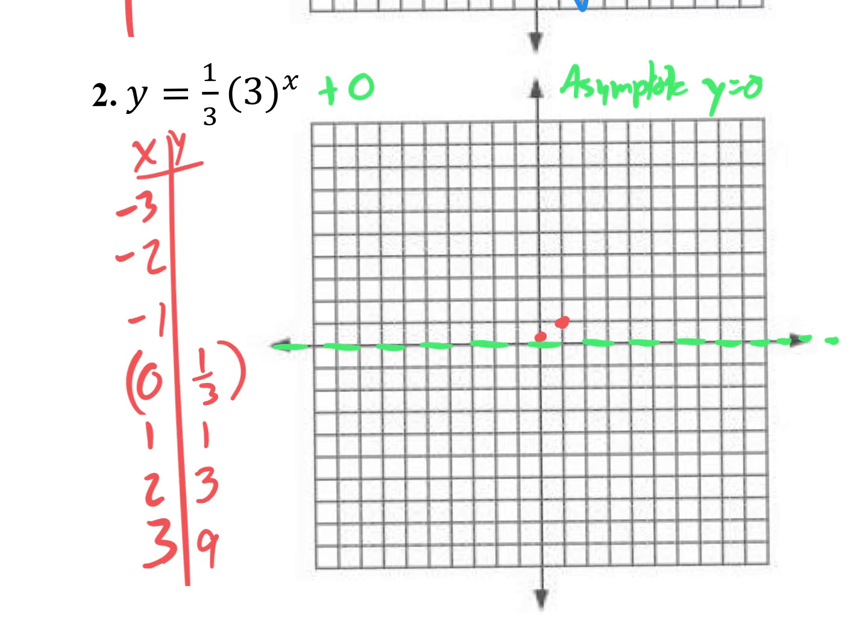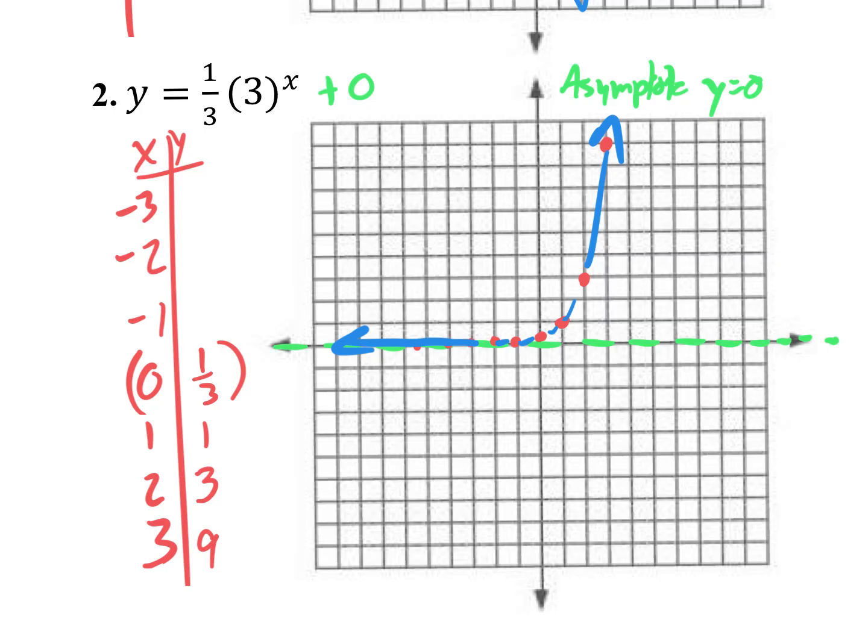Then you go to 1, 1. Then you go to 2, 3. Then you go to 3, 9. So you know it's growing exponentially that way. Going this way, it gets smaller and smaller and smaller, infinitely approaching your asymptote. So you could just draw dots that look like they're touching, even though it never actually touches, just infinitely approaches. And there's your perfect graph, guys. 100% perfect without a graphing calculator.